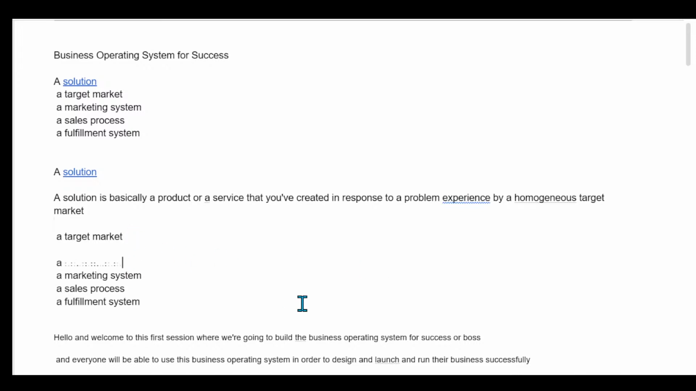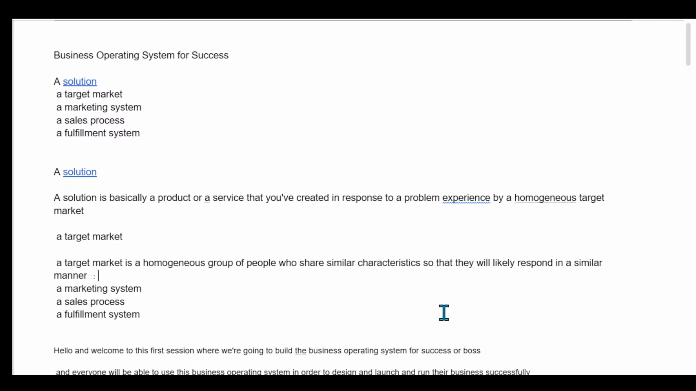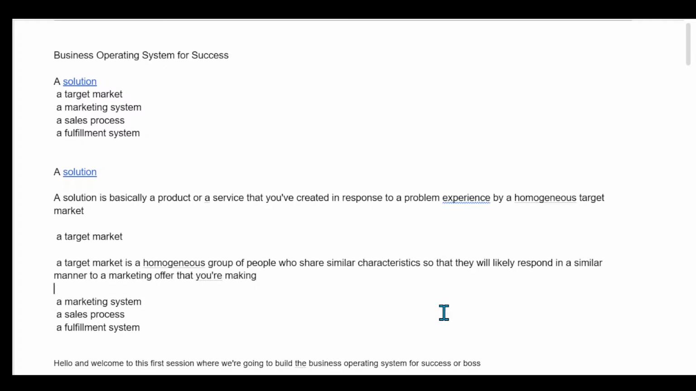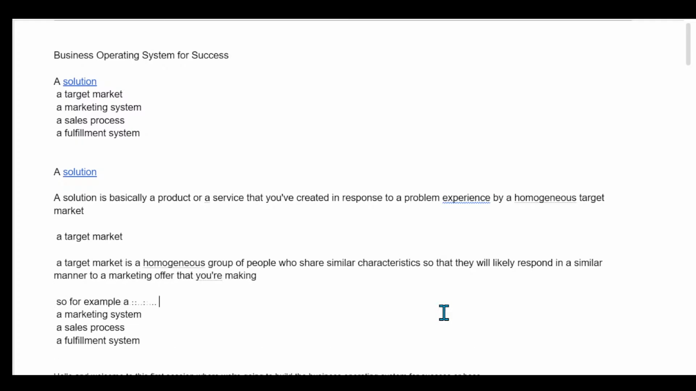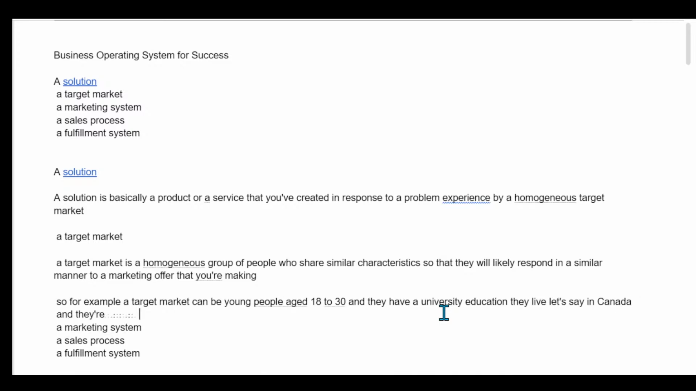A target market is a homogeneous group of people who share similar characteristics, so that they will likely respond in a similar manner to a marketing offer that you're making. For example, a target market can be young people aged 18 to 30, who have a university education, live, let's say, in Canada, and make an income of over $40,000. That's an example of a target market.